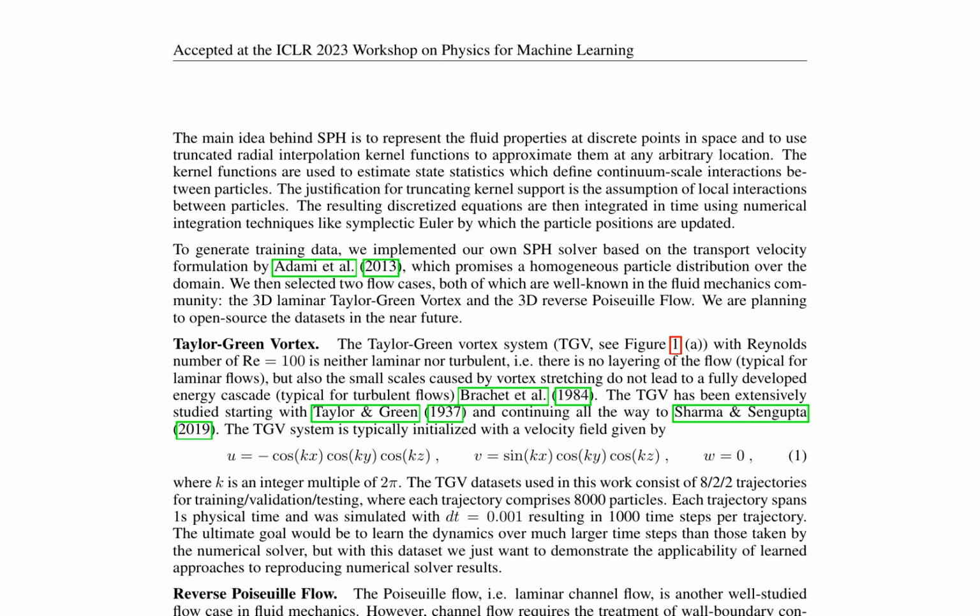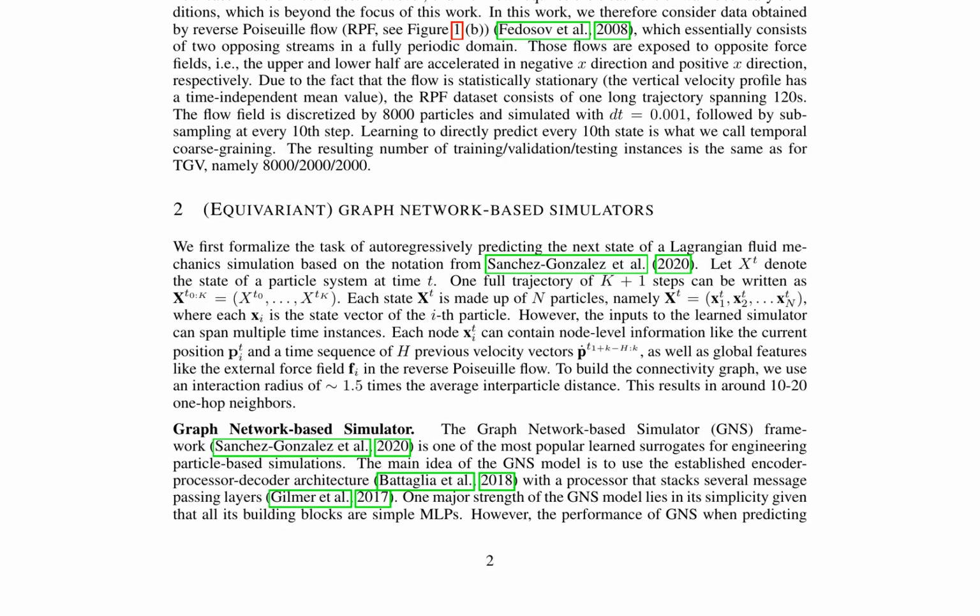The dataset consists of 8,000 training, 2,000 validation, and 2,000 testing instances for both the Taylor-Green vortex and reverse Poiseuille flow. Each instance represents the state of a particle system at a given time, comprising n particles, where each particle's state vector includes its current position and a time sequence of previous velocity vectors. An interaction radius of 1.5 times the average interparticle distance is employed to construct the connectivity graph, resulting in approximately 10 to 21 one-hop neighbors for each node. This approach enables the GNS model to learn the dynamics of fluid flow from discrete particle interactions and predict future states based on these interactions.